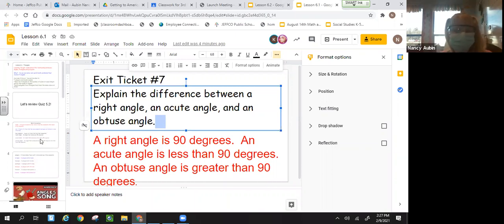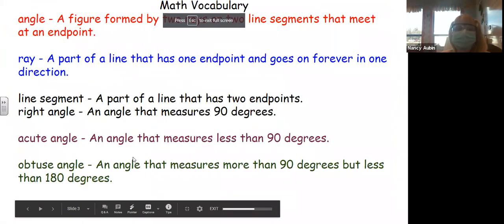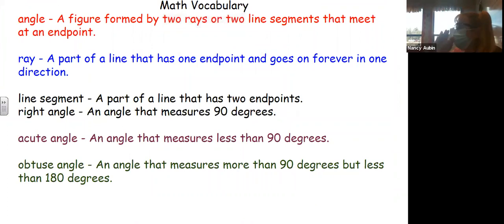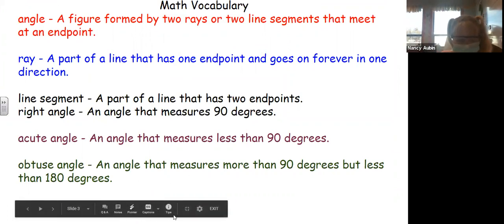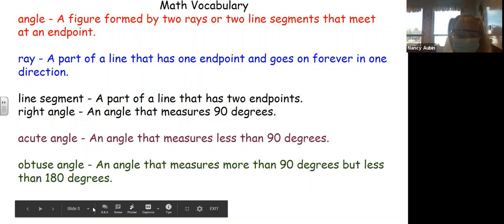We also had a lot of new vocabulary I wanted to just make sure we review because it's a lot. Angles are figures formed by 2 rays or 2 line segments that meet at an endpoint. Remember, a ray is actually like 2 arrows that meet together in a corner. A line segment has the 2 endpoints. A right angle, we said, measures 90 degrees. An acute angle is less than 90. Obtuse is greater than 90, but not greater than a line, which is 180.